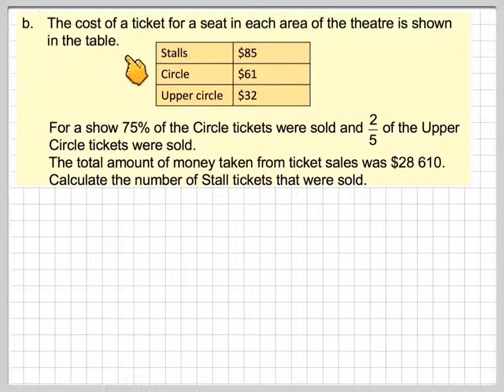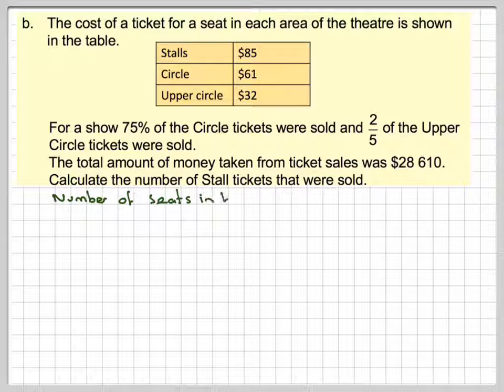B. The cost of a ticket for the seat in each area of the theatre is shown in the table. So the stalls are $85, the circle is $61, the upper circle is $32. For a show, 75% of the circle tickets were sold and 2/5 of the upper circle tickets were sold. The total amount taken from the ticket sales was $28,610. Calculate the number of stall tickets which were sold.